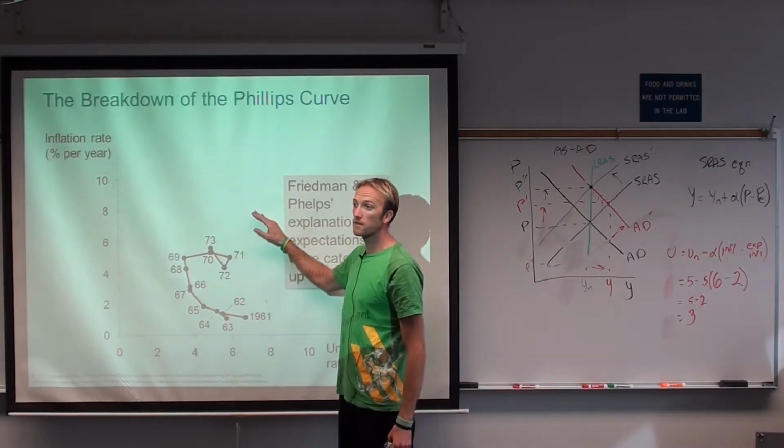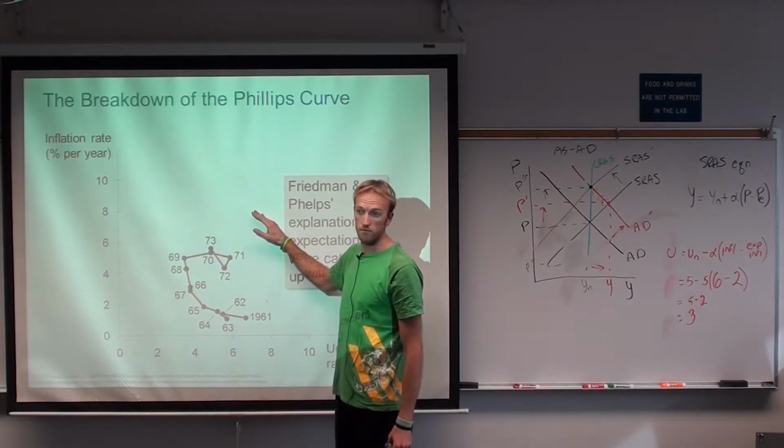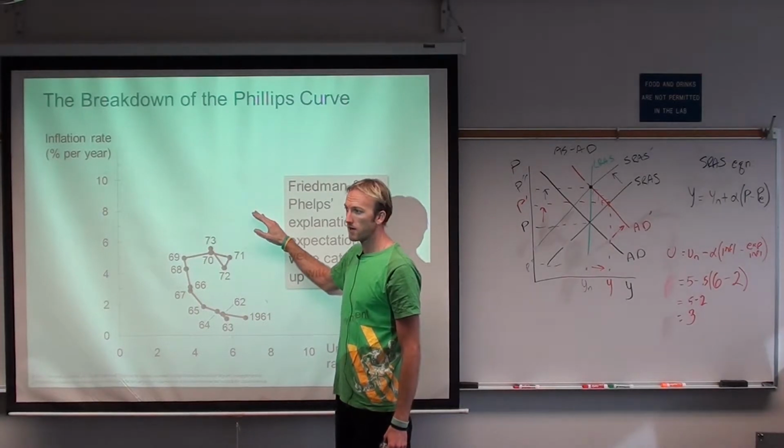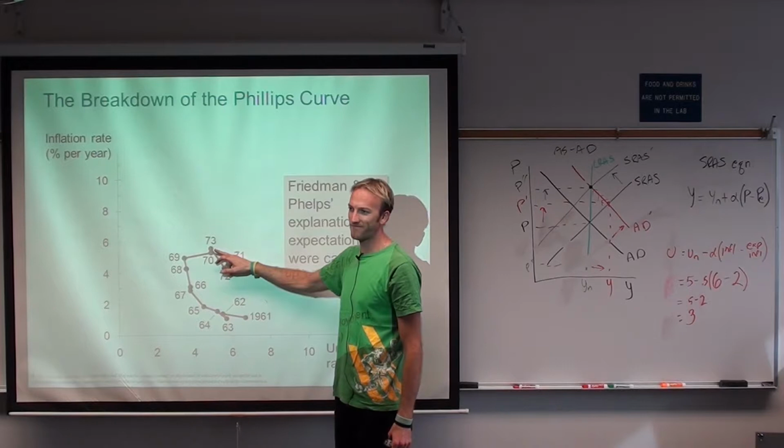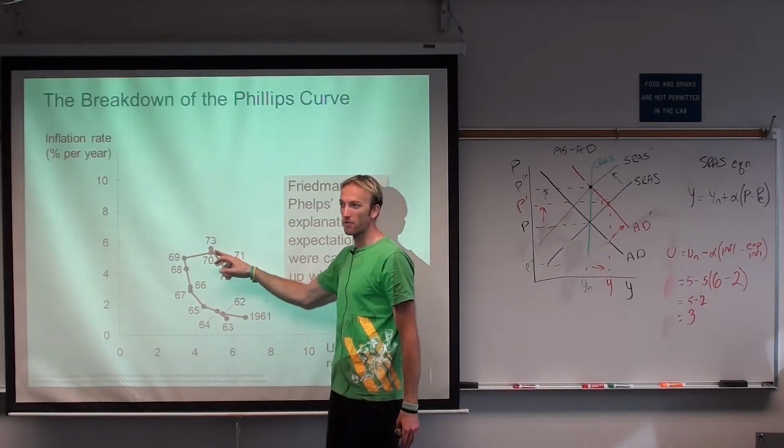If the Phillips curve shifted out even farther, that would be even worse. Yes? Everybody in agreement with that? Yeah. Anybody know what happened in 1973? The oil price went up. There's the oil embargo, right?